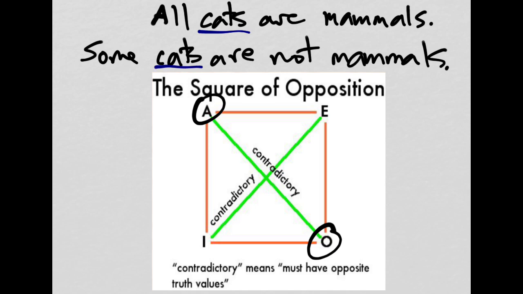So we're dealing with cats there, and then we have mammals here. So that's when the subject and predicate terms match up from the first statement to the second. And of course, again, what we're seeing here is that the first statement is true, all cats are mammals. Every single cat there is would be a mammal. If there are any cats at all, it's got to be a mammal. And at the same time, it has to be false that there's at least one cat that's not a mammal. So that's a quick way to see the A and the O statements being contradictory.